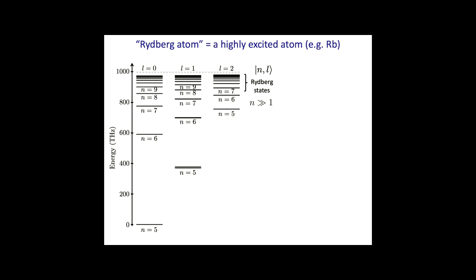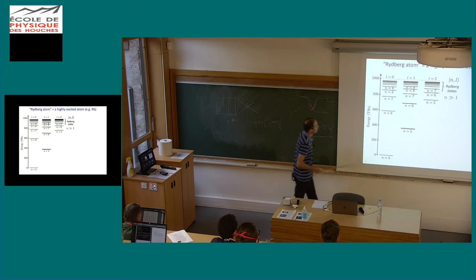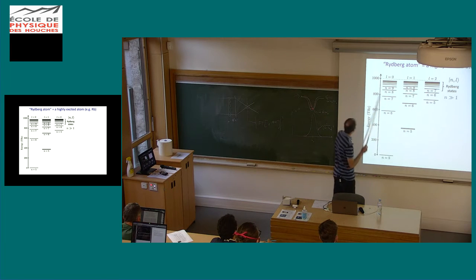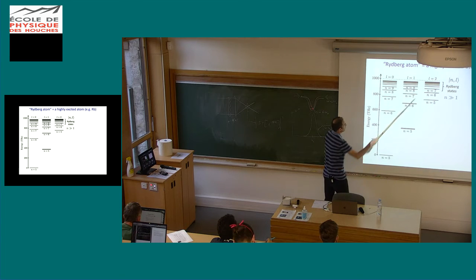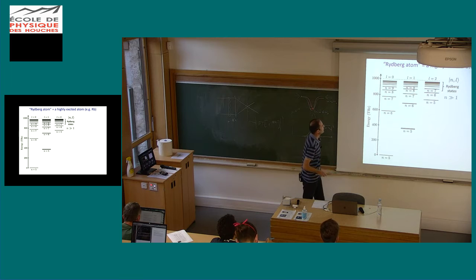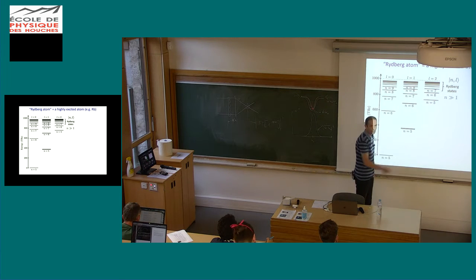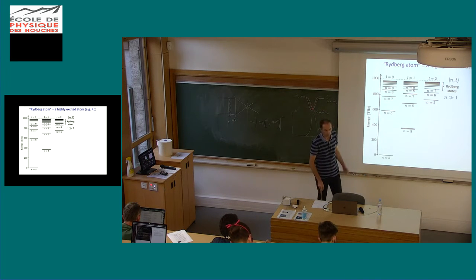Okay, so let's look at a particular alkali atom, which is rubidium. It could be any other one, but this is a popular atom. So this is what is called the Grotrian diagram. This is the energy level, here the angular quantum number, and here the principal quantum number. Of course you've got many states. And the Rydberg states, I wouldn't know how to define them, but typically when n becomes much larger than 1, whatever that means, they are called Rydberg. So there is no real boundary between the two of them.